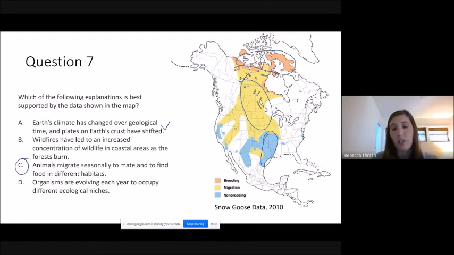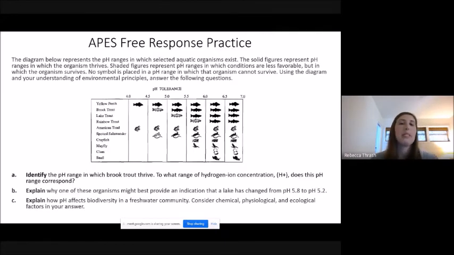Organisms are evolving each year to occupy different ecological niches. Now, that's also something that is true, potentially, but again, that's not what's being shown in the map. So C is our correct answer. Okay, let's get into some free response practice.